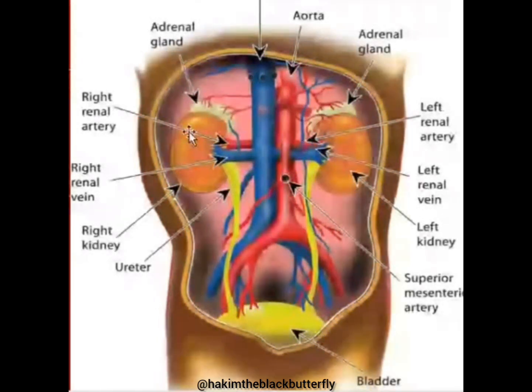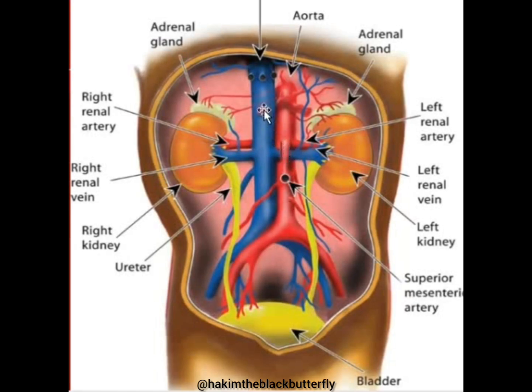Because of the big right lobe of the liver, it kind of presses the right kidney to descend slightly lower than the left kidney. That is why the right renal artery is given off at a slightly lower level than the left renal artery. But both of them are branches of the abdominal aorta at level approximately L1.